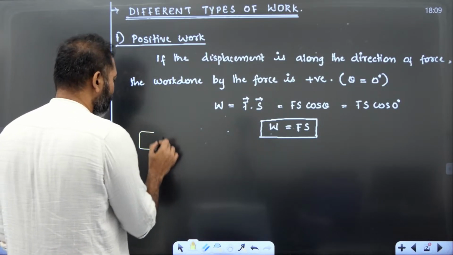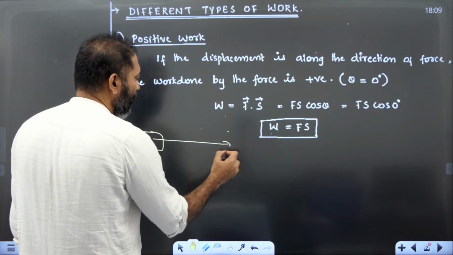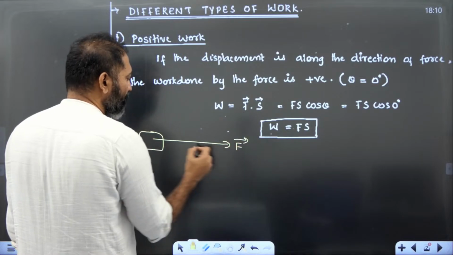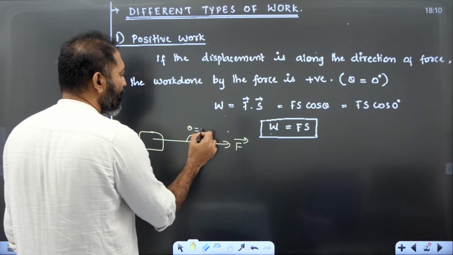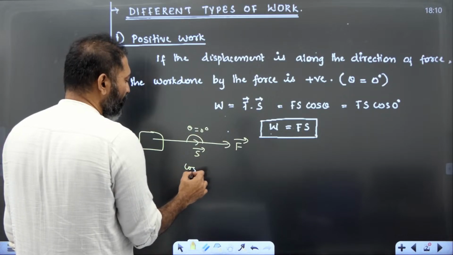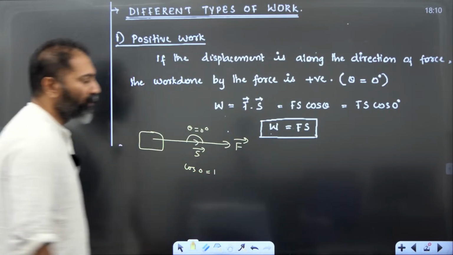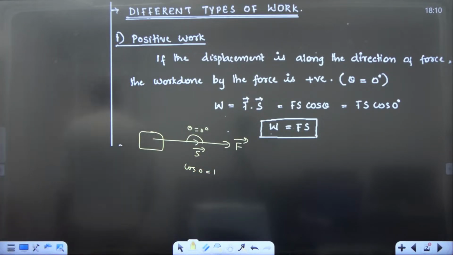For example, there is a box. I am applying force in this direction. Displacement is also in the same direction. So theta is 0. Cos 0 is 1. So this work done is positive work done. Please note down positive work done.